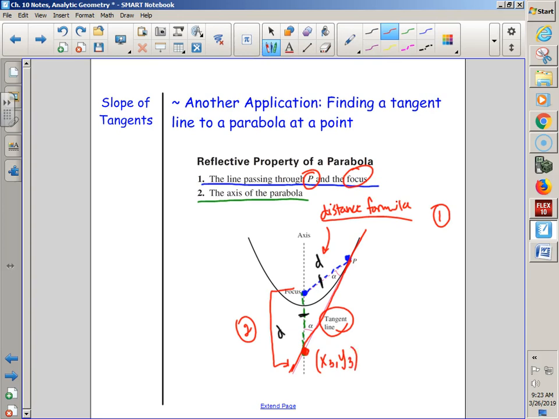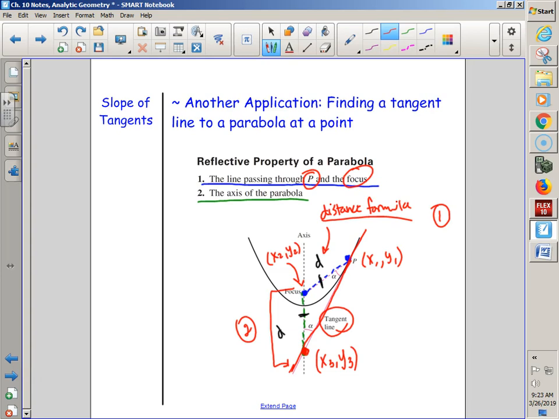Because we will have already been given a point P, that can be our x1, y1. We can find our focus. We've spent a whole homework doing that. That's going to be our x2, y2. We're going to use those two to get the distance. Then we're going to measure that distance down to get a new point.